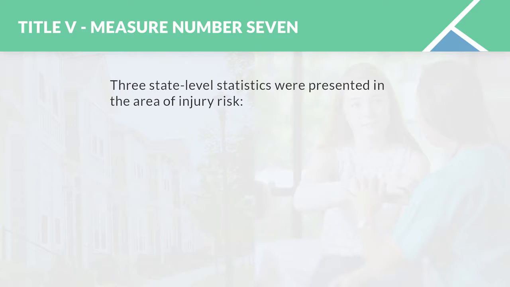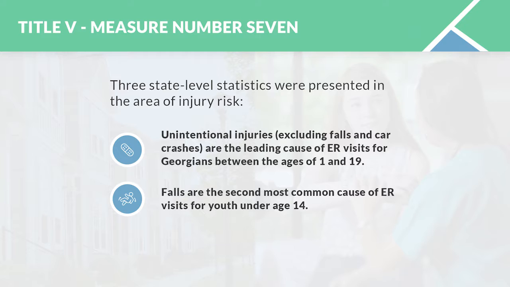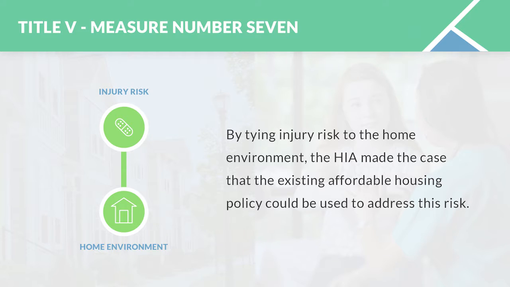Three state-level statistics were presented in the area of injury risk. Unintentional injuries, excluding falls and car crashes, are the leading cause of emergency room visits for Georgians between the ages of 1 and 19. Falls are the second most common cause of ER visits for youth under age 14. Drowning and poisoning are also in the top 10 reasons for ER visits by children. These statistics were meant to show non-health decision makers that injuries are, in fact, a major health concern in the state. By tying injury risk to the home environment, the HIA made the case that the existing affordable housing policy could be used to address this risk, at least in part.